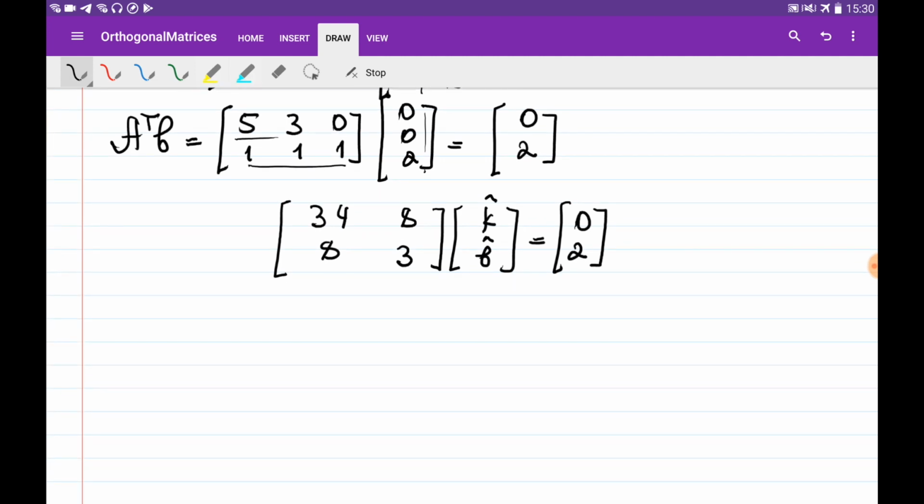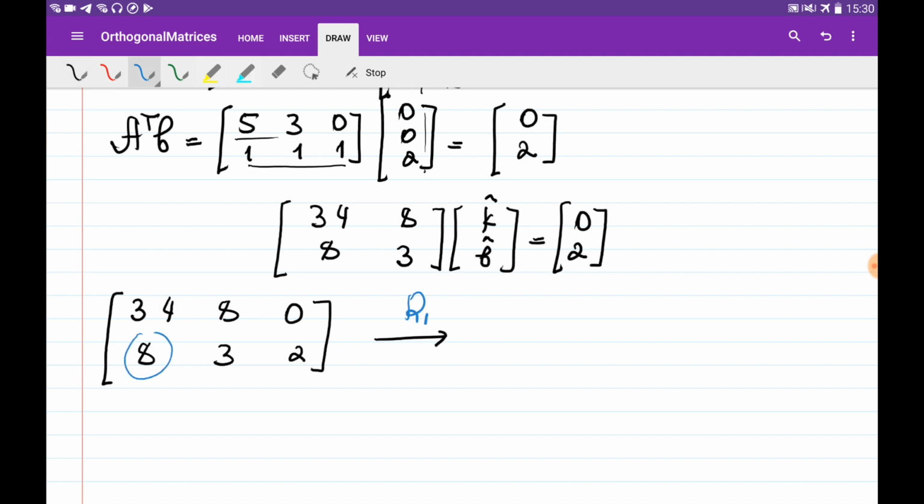We can solve the system using the augmented matrix. It's going to be 34, 8, 0, 8, 3, 2. So we need to eliminate this entry. In order to do this, we multiply the first row by minus 8 divided by 34, and we add this to the second, and we obtain 34, 8, and 0. And here we obtain 0, and 3 minus 64 divided by 34, and 2.